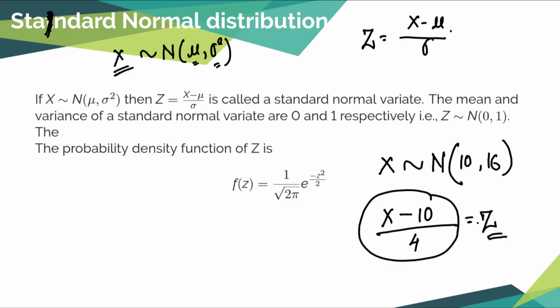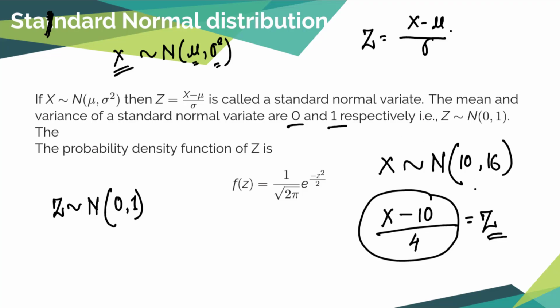So if you subtract the mean and divide by the standard deviation, you will get a new set of data, and this new set of data will follow standard normal distribution. Now what is the advantage of using standard normal distribution? Standard normal distribution has a fixed mean 0 and fixed variance 1, right? So this z, or g, will follow normal distribution with parameters 0 and 1.